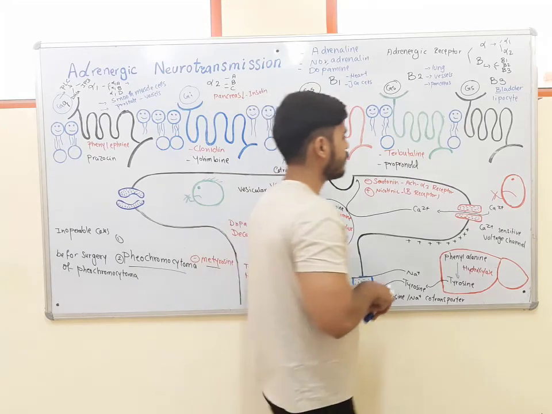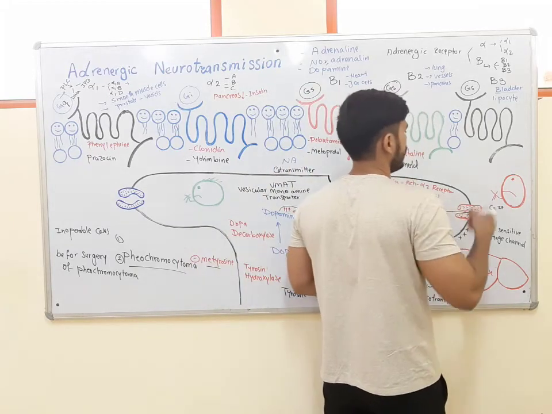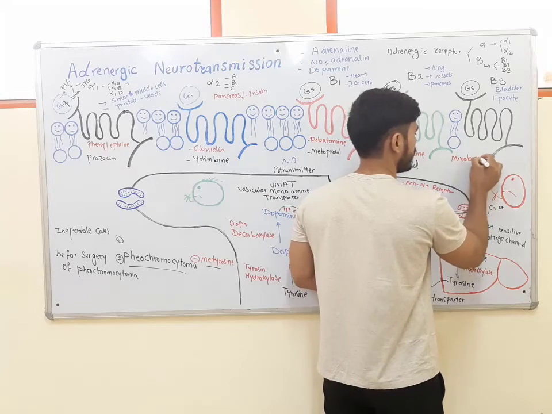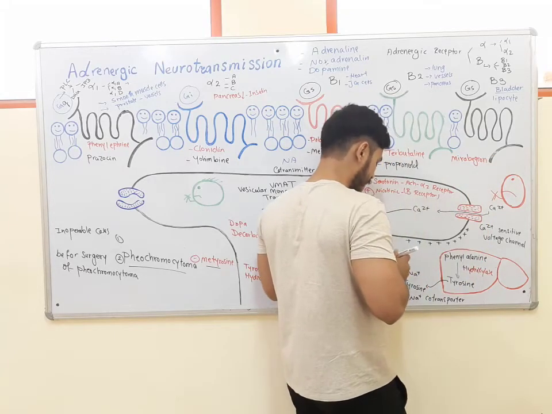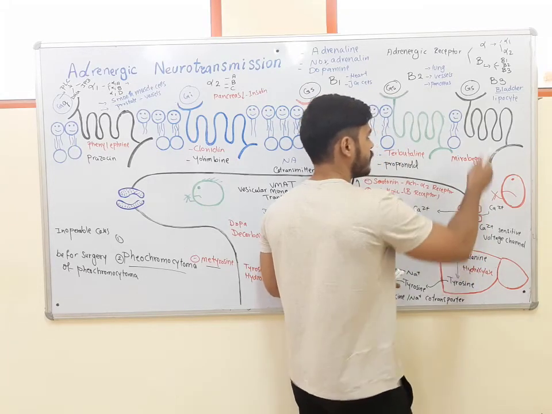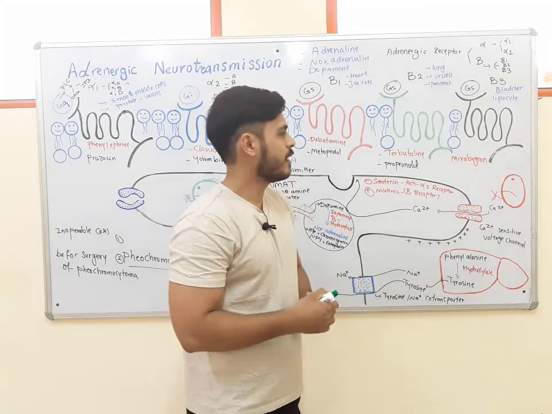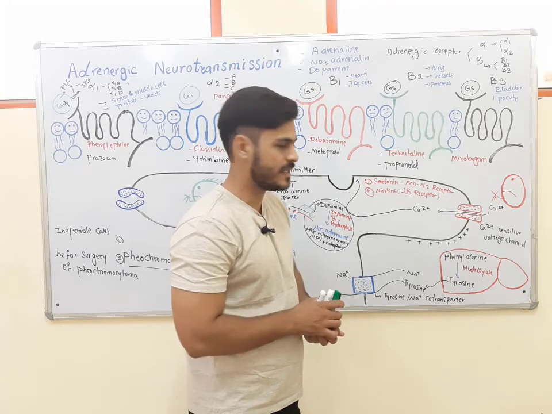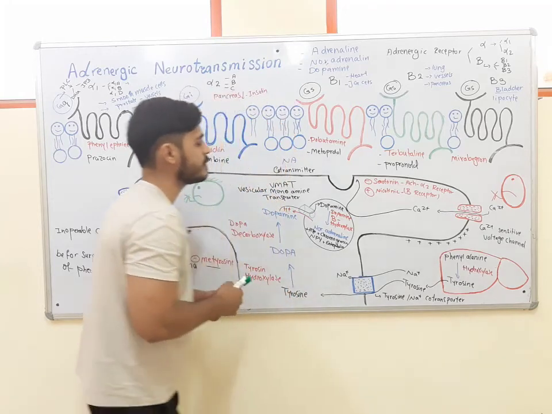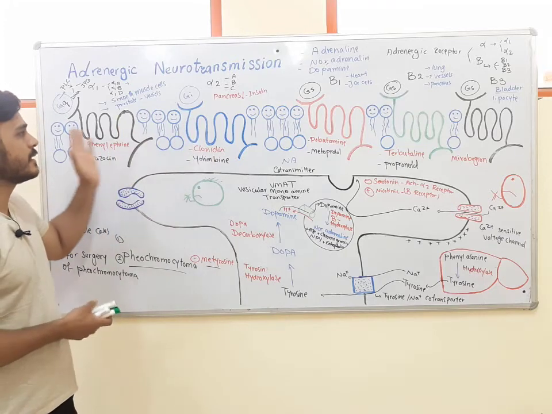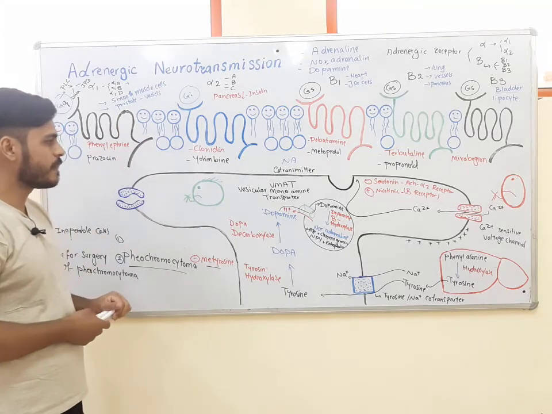An agonist for beta 3 receptor is mirabegron, which we can use for treatment of overactive bladder, as well as some other agonists for the beta 3 receptor, because they can increase the lipolysis. We can use them for treatment of obesity. This was about the receptor as well as agonist and antagonist of each receptor.